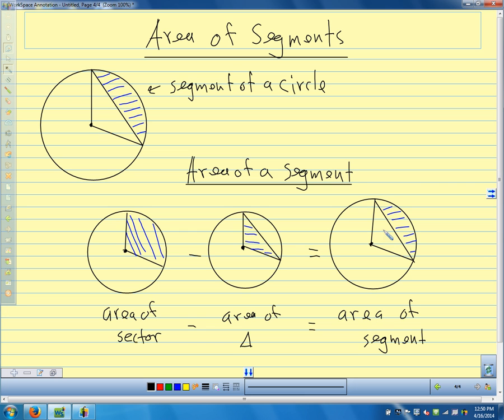All right, so I want to do one example of finding the area of a segment, just going through this process. To find the area of a segment, we have to find two different areas. So let's look at an example.